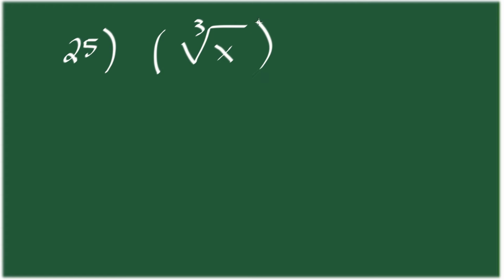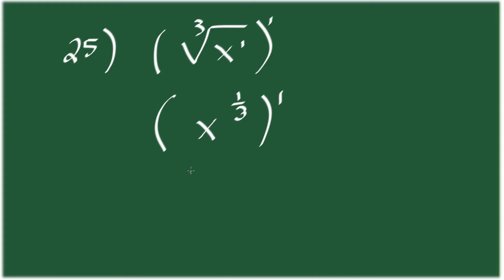Okay, how about if we have a different index? Let's say you have cube root of x. Okay, for the cube root of x, we have to express this using rational exponent. So to get the derivative, we have to raise this to 1/3, right? Because this is equivalent to x raised to 1 over 3.